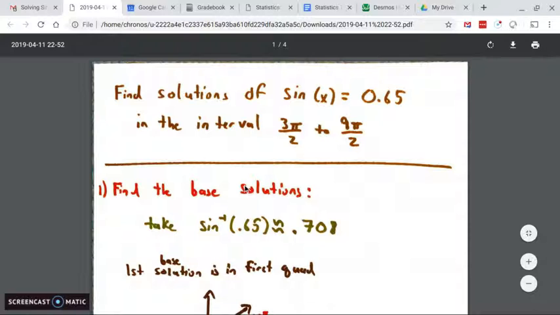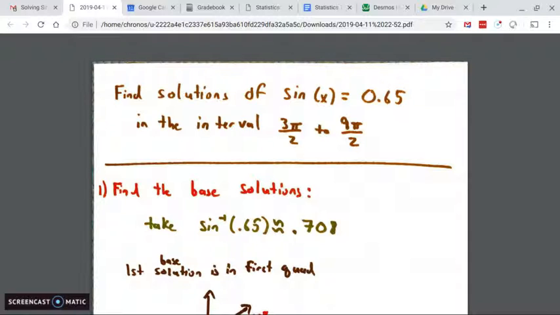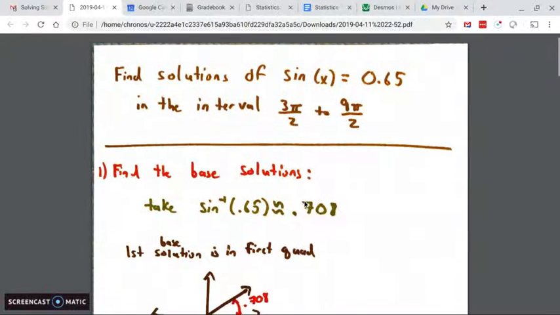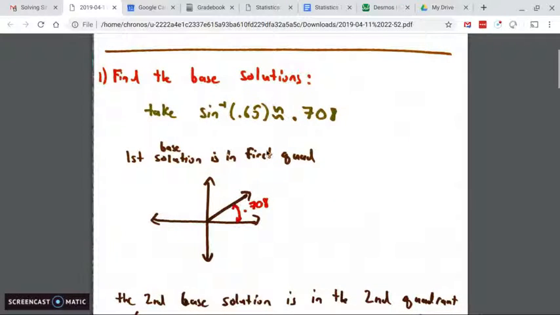Okay. Now, I always think of this as there's two base solutions. That's in the first 360 degrees, the first 2 pi radians. And when I do the inverse sine in my calculator, it gives me this first quadrant solution, the 0.708.